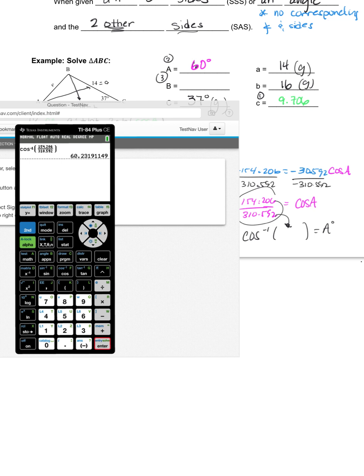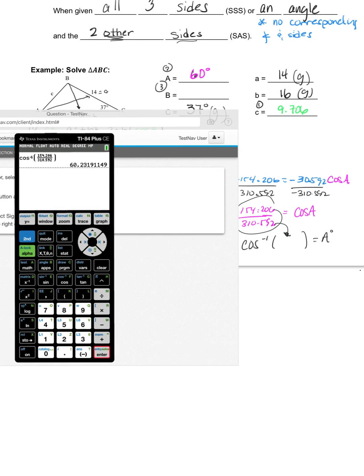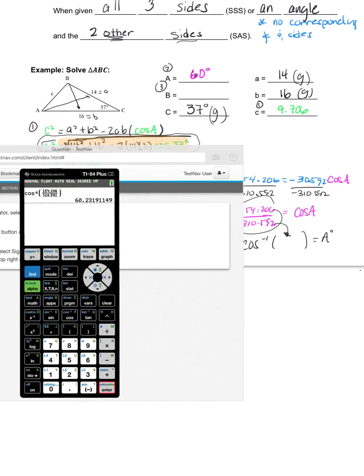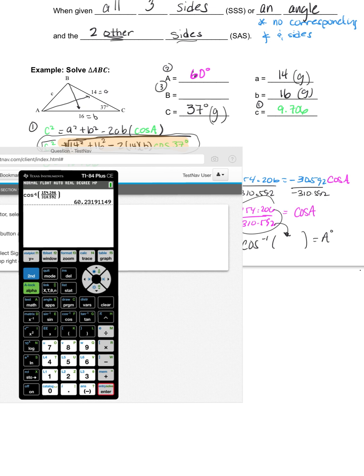And then if we look at the next part, we can easily find the third side. I'll get this out of the way. So we find the third side by looking at the angles. I have 37 degrees and I have 60 degrees. So the third thing that we'll do is take 180 minus 37 minus 60 degrees, and we will get 83. So that's B. So this is 83 degrees.